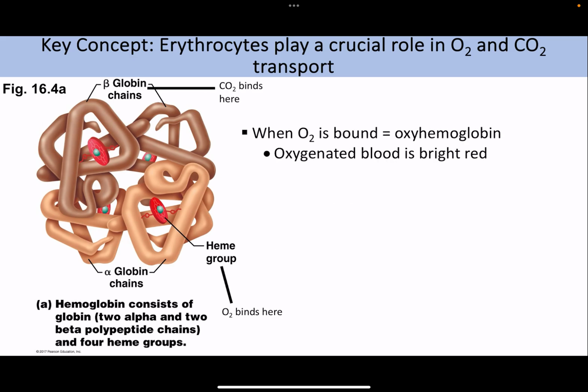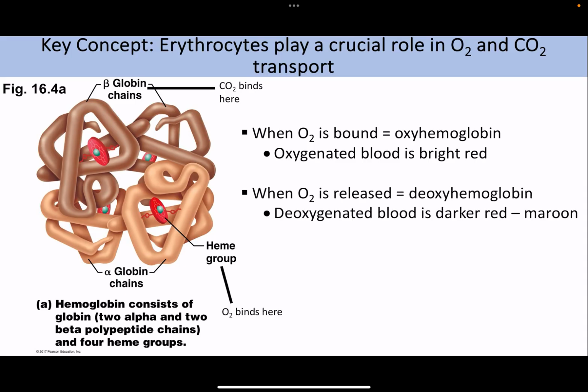So when oxygen is bound to the hemoglobin, we call it oxyhemoglobin. This is oxygenated hemoglobin. And oxygenated blood is going to be a very bright red color. And then when oxygen is released, and there's not very much oxygen or any oxygen at all on the hemoglobin, we call it deoxyhemoglobin. And deoxygenated blood is a darker red color, almost like maroon, sometimes a purple-ish color. I would say more maroon, but it's going to be a darker red.